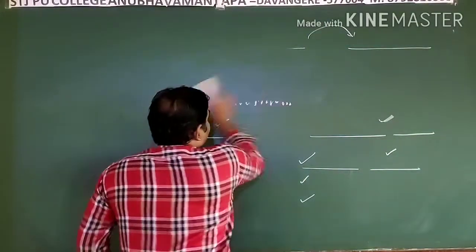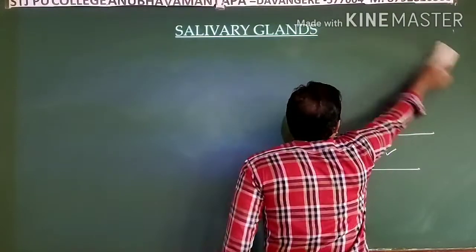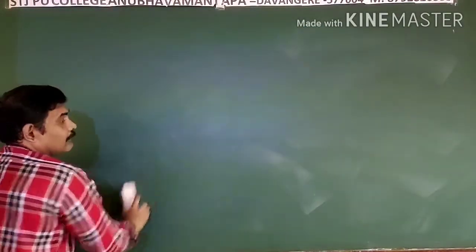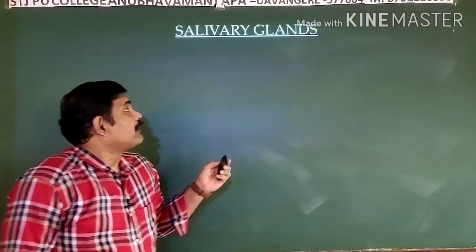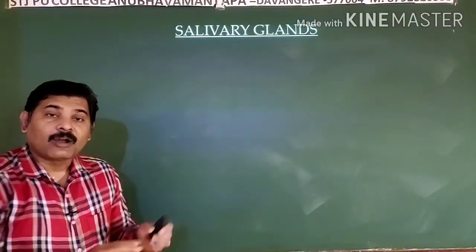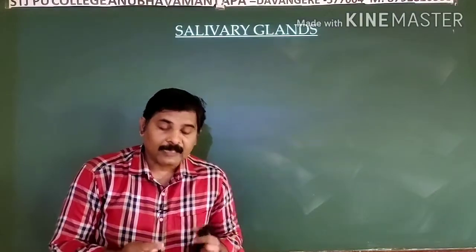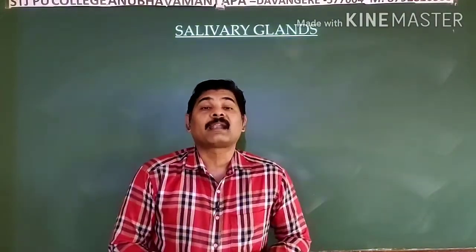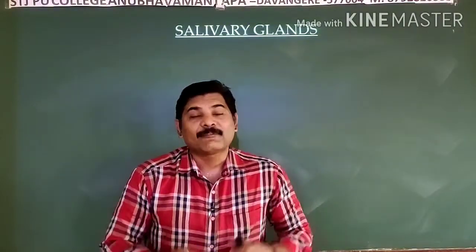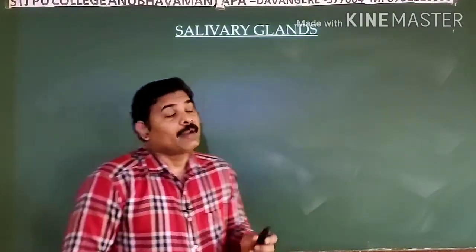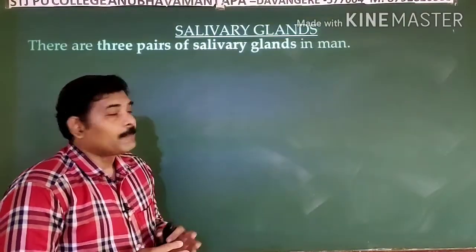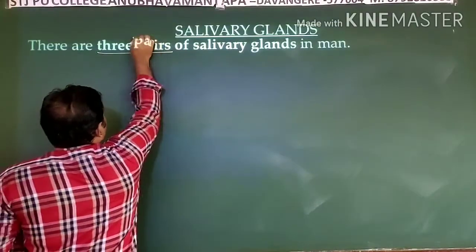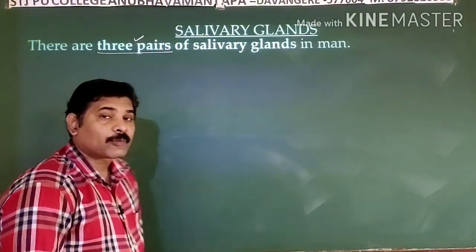The first important type of gland is your salivary glands. I said these are present outside your alimentary canal. Particularly they are present outside the buccal cavity, and they open into your buccal cavity or oral cavity with different kinds of ducts. These glands are in 3 pairs in human beings. Altogether, 3 pairs of salivary glands are present.